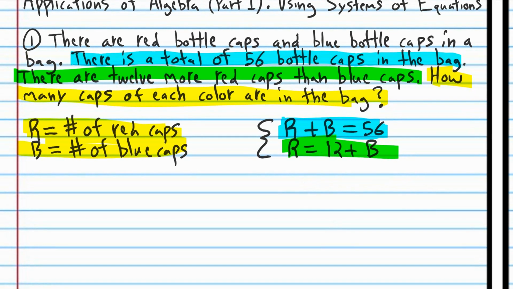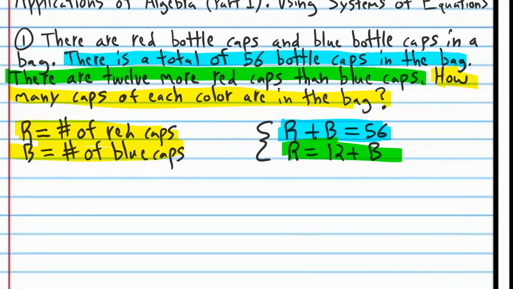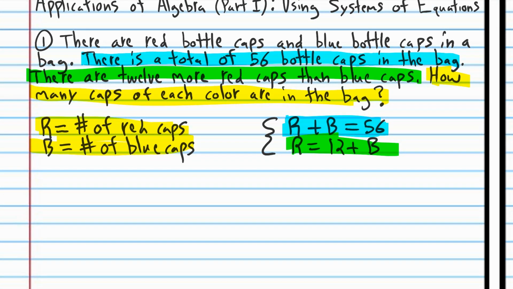So how do we know which equation is correct? Well, we have to have more red caps. So if you take the number of blue caps and you add 12, that means that the number of red caps is obviously going to be more than the number of blue caps. So that takes some practice to understand. So now at this point, all we have to do is solve this system of equations, and then we'll be done.